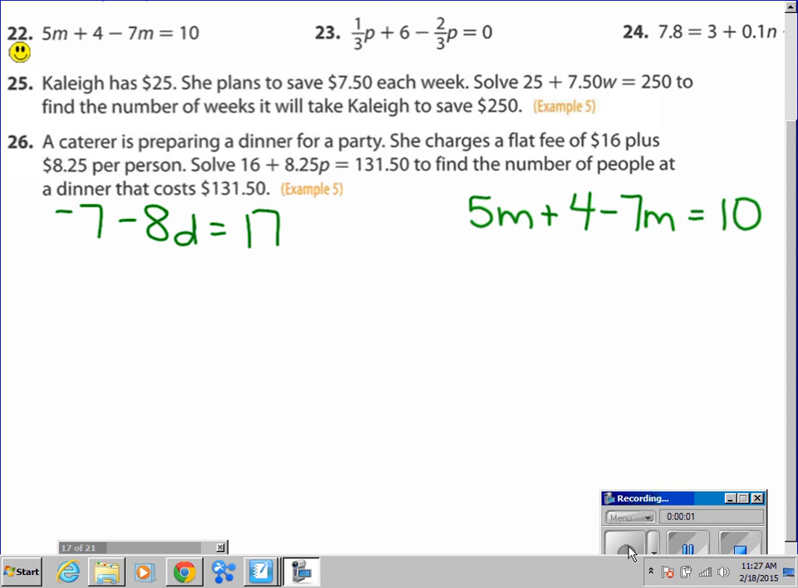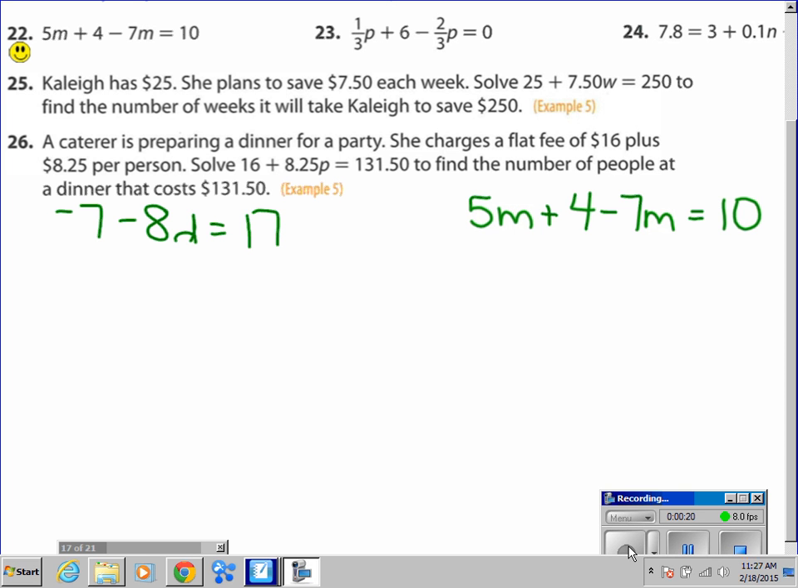Again, first, we always combine like terms. In this problem here on the left, there are no like terms to combine on this side of the equal sign, nor the other side. So then the next step is we undo or do the inverse of any adding or subtracting without the variable.